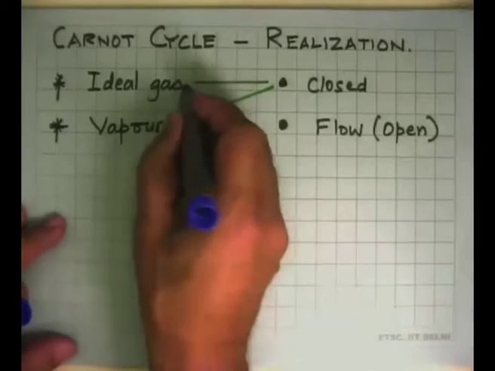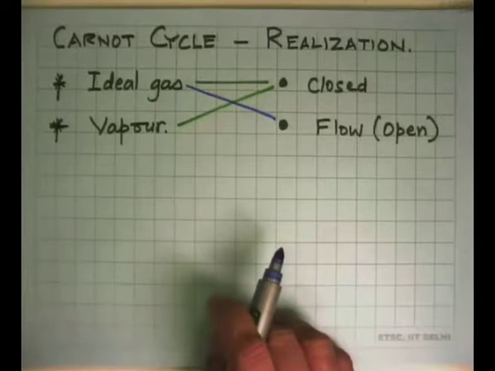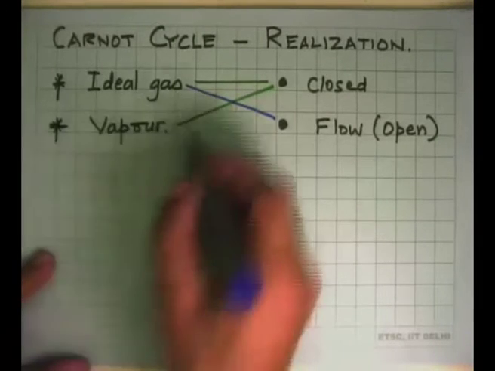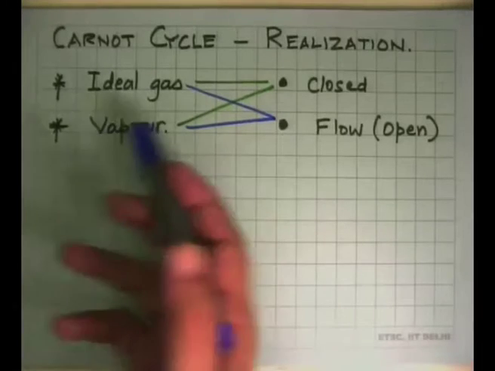We can also make an ideal gas and say that I'll put it through a flow system and make a Carnot cycle. Or I can take vapor and put it through a flow system and make a Carnot cycle. So it tells me that we can have 4 possible ways in which we can think of a Carnot cycle here.